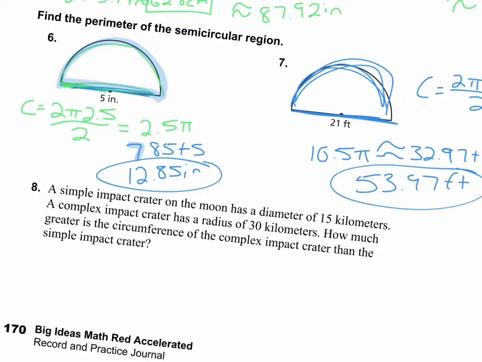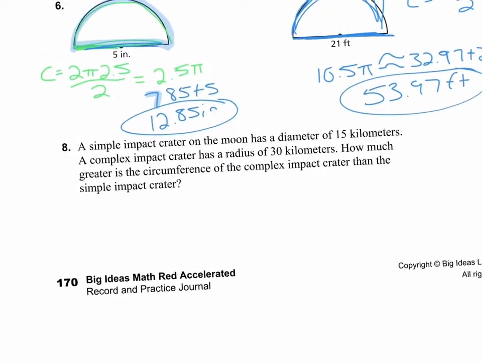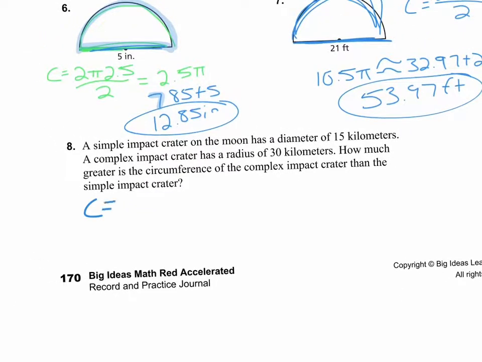A simple impact crater on the moon has a diameter of 15 kilometers. A complex impact crater has a radius of 30 kilometers. How much greater is the circumference of the complex impact crater than the simple impact crater? So we got to find the circumference of both. So the circumference is 2 pi r, right? So 2 pi. So I'm going to do this as my simple and this is my complex.